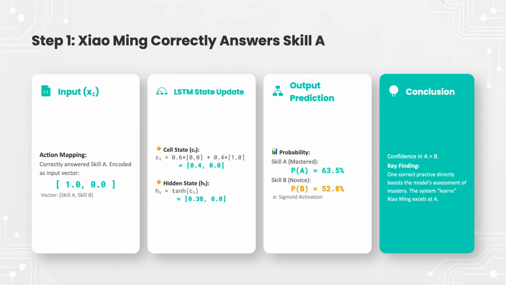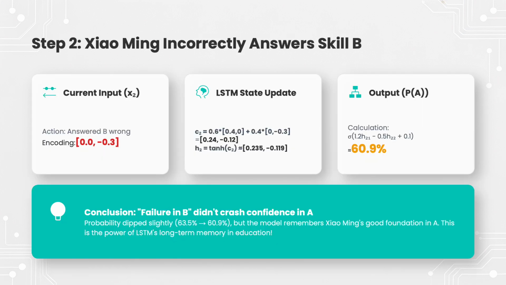Step 1. Xiao Ming answers skill A correctly. Our input is 1.0, 0.0. We update the long-term memory, cell state, by keeping none of the old memory, which was 0, and adding 40% of the new input. This gives us a new cell state of 0.4, 0.0. We then create a knowledge snapshot, hidden state, using the tanh function. Finally, we use this snapshot to predict the next probabilities. For skill A, the probability jumps to 63.5%. That makes sense.